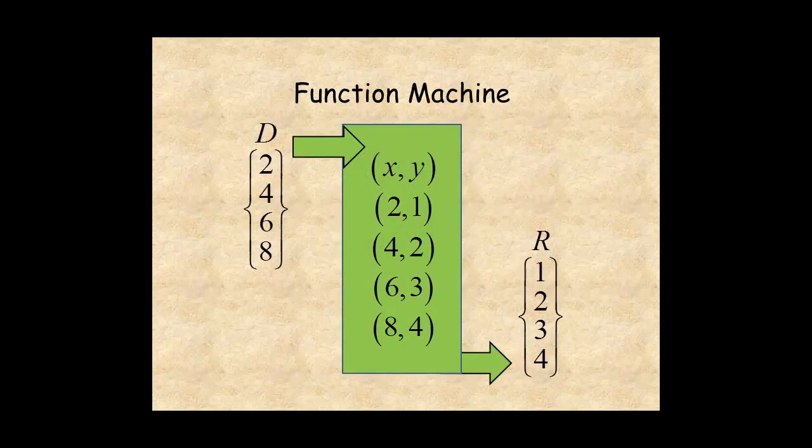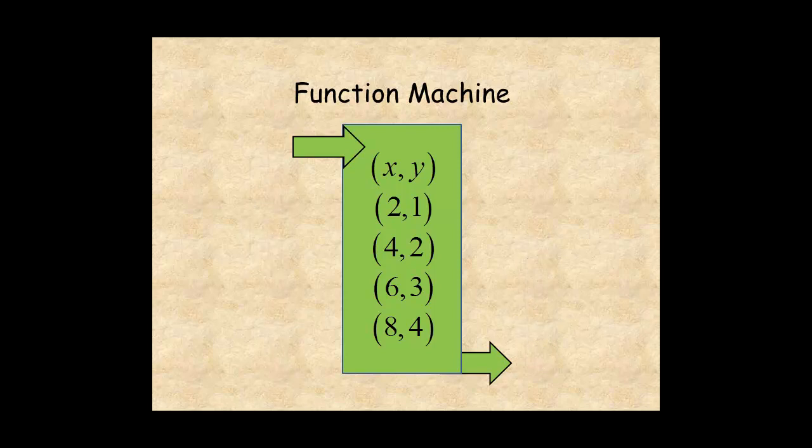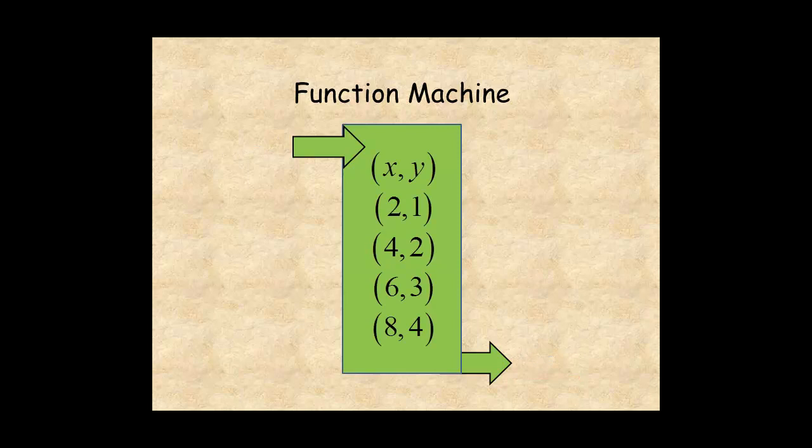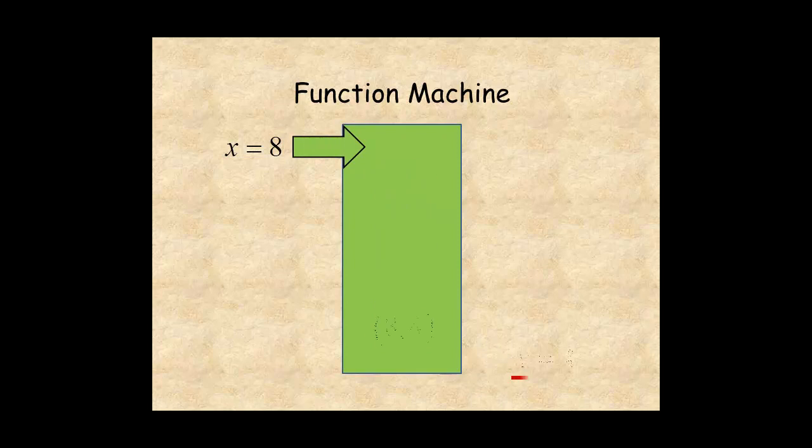For this function, the internal mechanism is a set of ordered pairs. The inputs to the machine are the elements of the domain, and the outputs from the machine are the elements of the range. For example, for an input x equals 4, the output is y equals 2. Also, for an input x equals 8, the output is y equals 4.